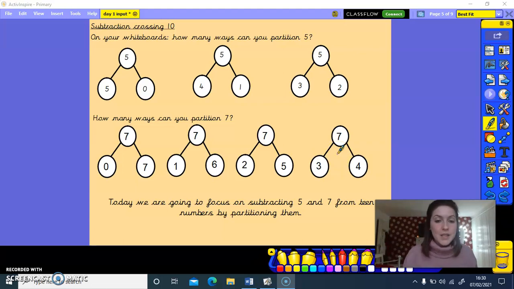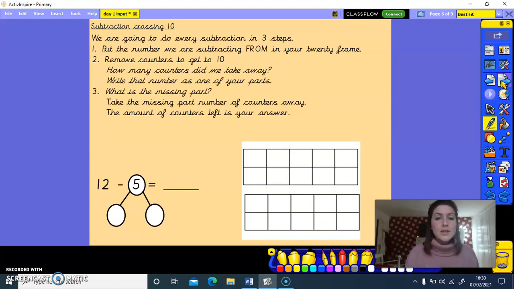I'm sure you did. So we are today thinking of subtracting 5 and 7 from teen numbers by partitioning them, which is why we've just done this little warm up. So the only numbers we are subtracting today are 5 and 7. So everybody should have, hopefully, their 2 tens frames, and you're going to need Lego, pasta, counters, whatever you've got to put in them. And I'm going to just talk you through how today's going to work. So you need to have the number you are subtracting from in your 20 frame. So the number we are subtracting from is 12.